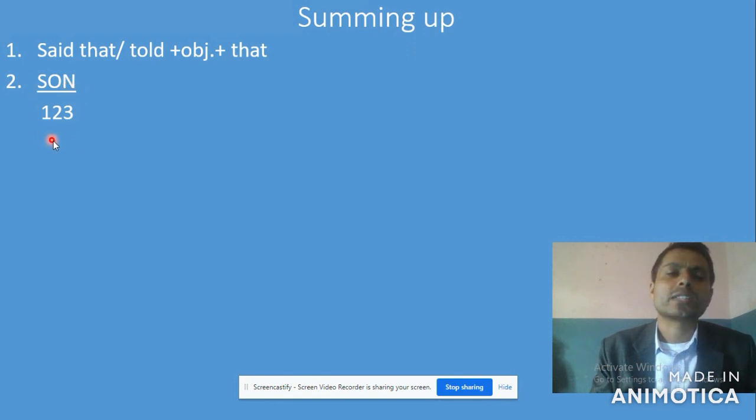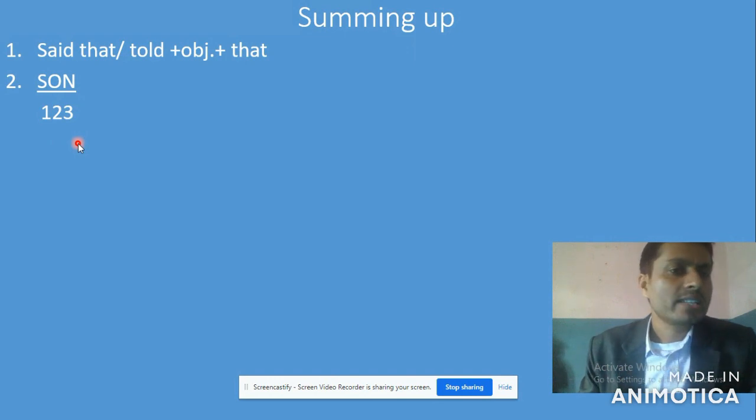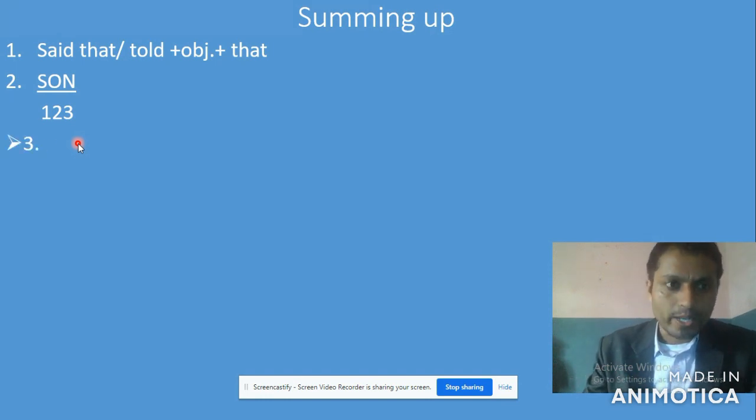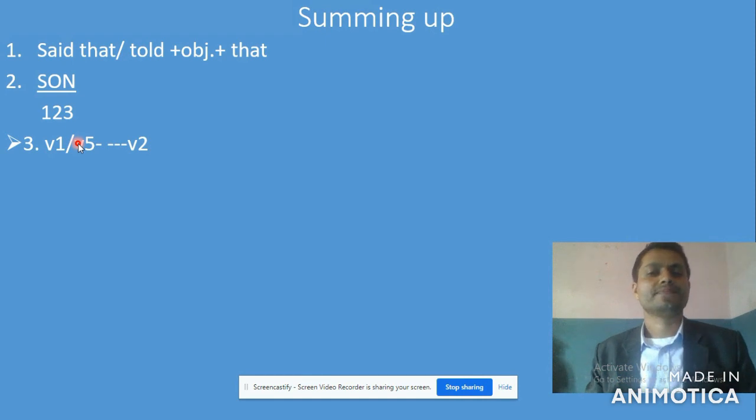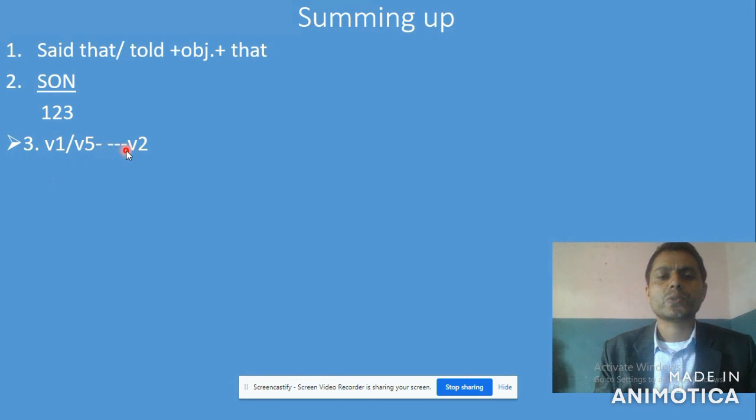So, points 1 to 3, please keep in mind to change from direct to indirect and vice versa. Got it? Okay, number three: if there is verb 1 or verb 5, it means simple present tense, change it into simple past tense, right? Simple present tense, verb 1 or verb 5, changes into verb 2. It means simple present becomes simple past, right?